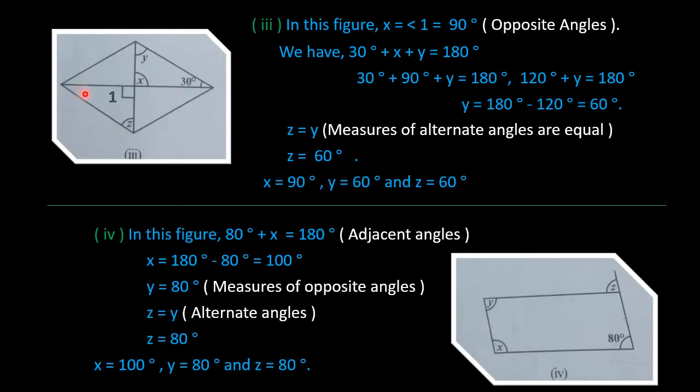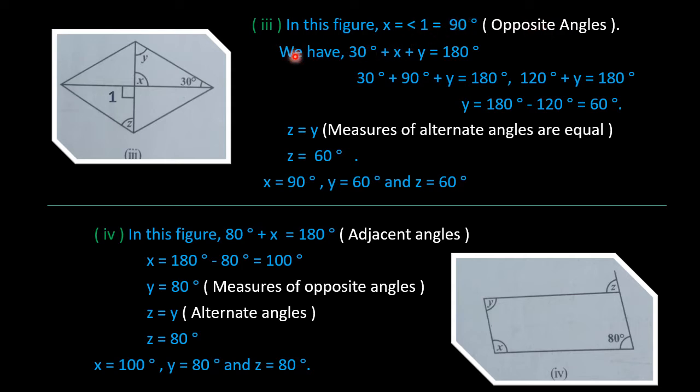In this figure, we have to find x, y and z. And children, x and this angle, I have given the name as angle 1. These two are opposite angles. And from the figure, it is a right angle. So, x is also a right angle. So, we can write x equal to angle 1 is equal to 90 degree because they are opposite angles. So, measurement will be same.